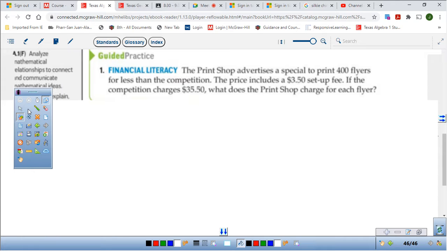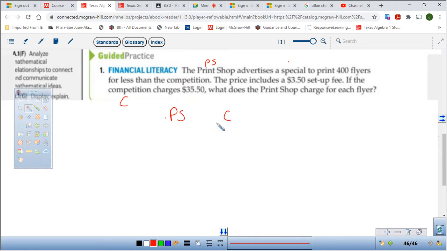Okay, so the print shop advertises a special to print 400 flyers for less than the competition. I'm going to get this straight in my head. Print shop, and then I'll put competition. So the print shop and the competition. Let's think what they're doing here. Where does it say that? For less than. So the print shop wants to have less than. Since I'm going to beat the competition, the competition has to have more, so I'm beating that one, if that makes sense.